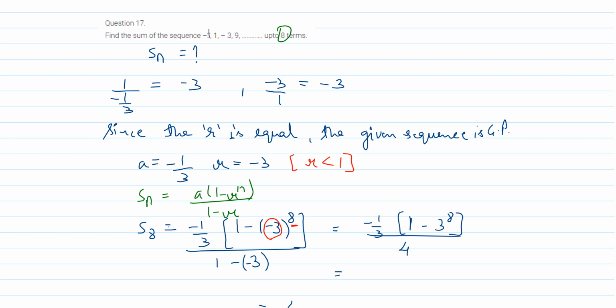So minus 1, and in the denominator it will become 12, and 1 minus 3 raised to 8. Opening the brackets, minus 1 into minus 1 will become minus 1, and minus 1 into minus 3 raised to 8 will become 3 raised to 8 upon 12. You don't have to solve this further, keep it as it is.